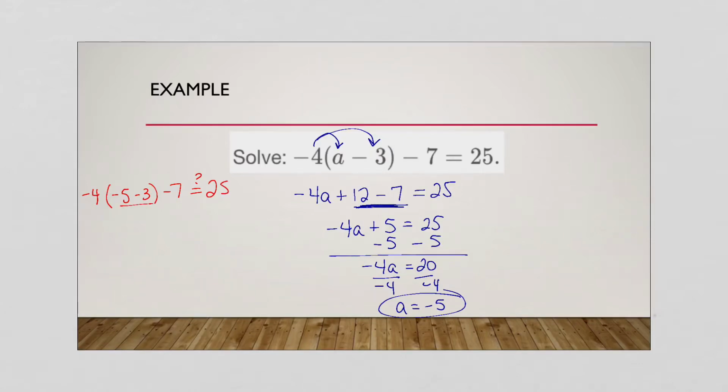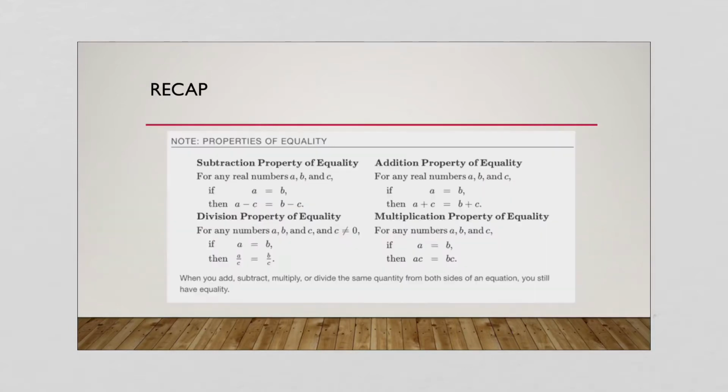So I would do this first. -4 times -8 is -32. Sorry, positive 32. Losing my mind here. Okay. 32 minus 7 is 25. And that is correct. So I know that that is the correct answer. This page is just a recap of all the properties that we've talked about in the last video and in this video.